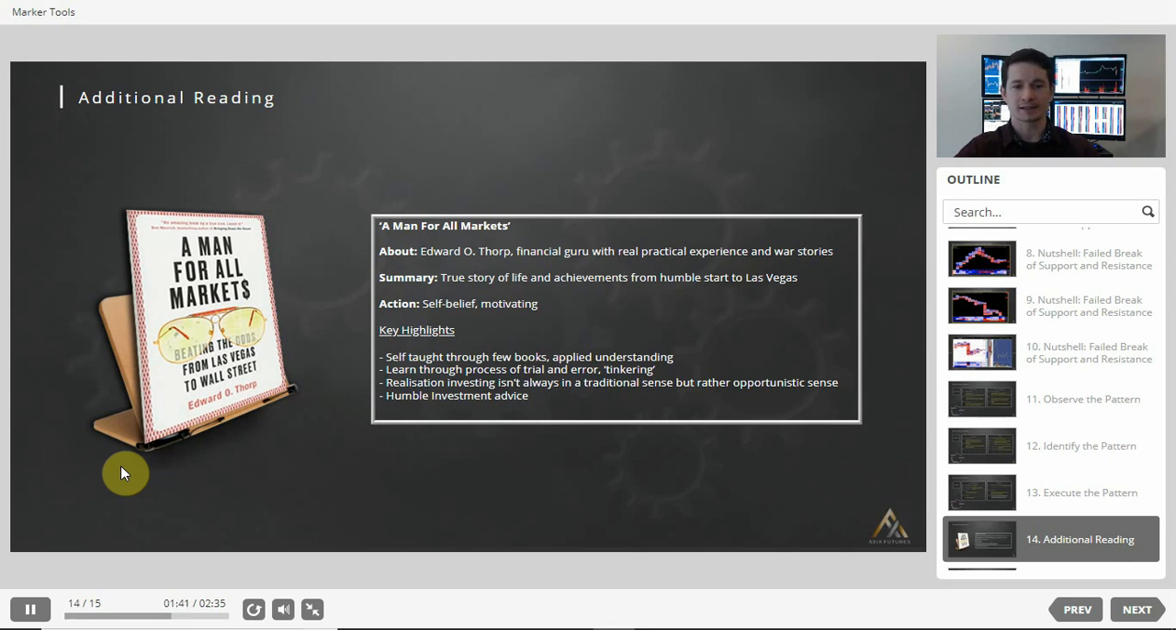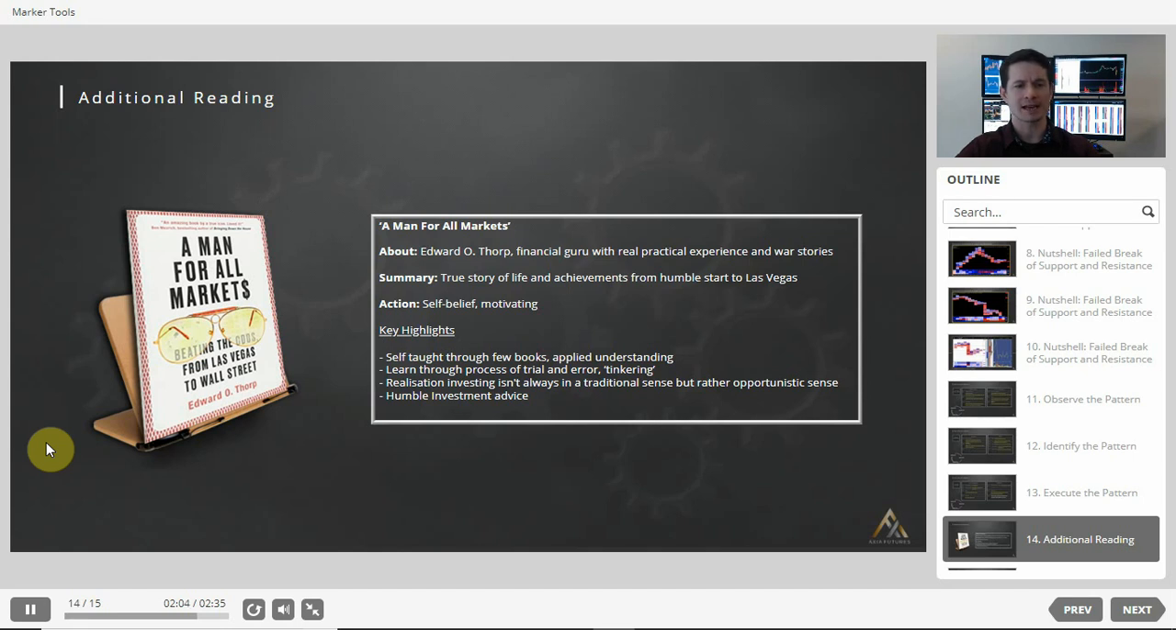Key highlights: self-taught through a few books he was. So again, a lot of you can relate to that. Okay, you haven't had the easiest upbringing necessarily, and that's really cool because neither did Edward. Note, obviously, you can learn through the process of trial and error. Again, you're going to see this highlight crop up in pretty much every one of the 10 books I'm going to share with you. It's all about trial and error, or better known as tinkering.